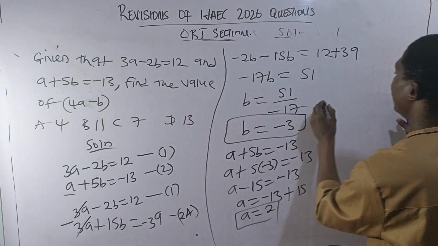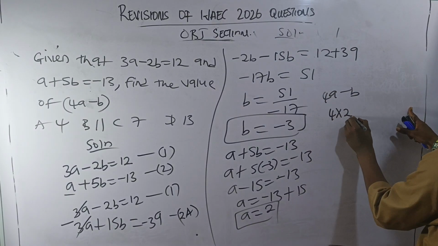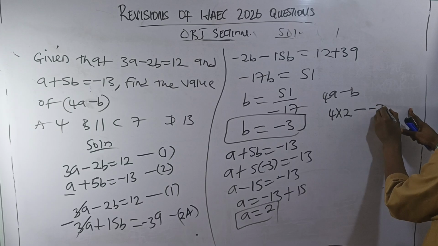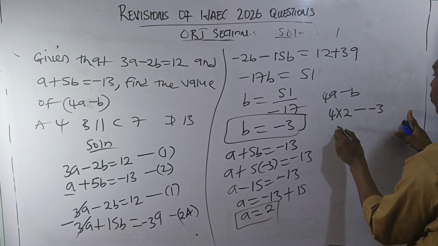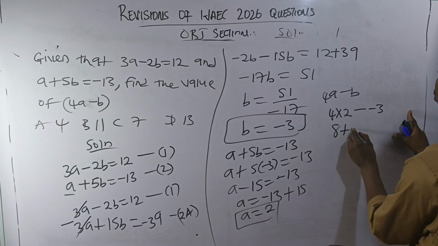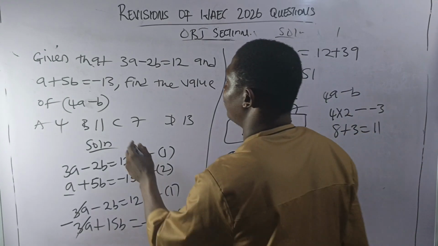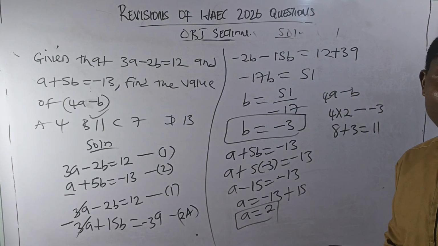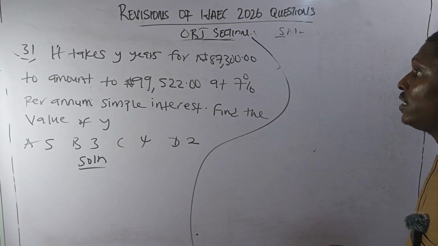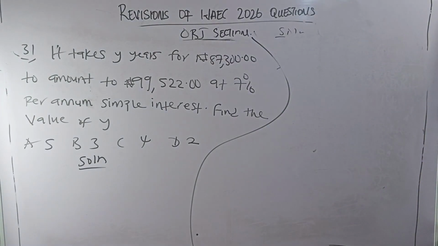Or put it into here. So I have 4A minus B. So I have 4 times 2 minus minus 3. 4 times 2, multiplication first, will give me 8. Minus plus 3, which gives me 11. So my answer is B, which is 11. Thank you.